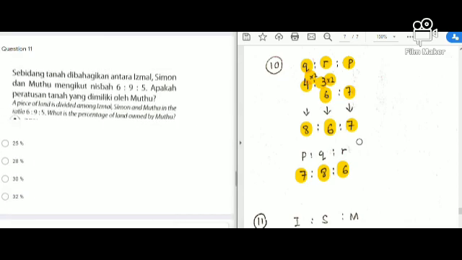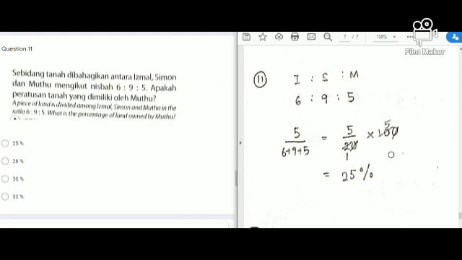Next question, question number 11. A piece of land is divided among Ismail, so I will represent Ismail with letter I, Simon, S, and Mutu, M, in the ratio 6:9:5, so you write 6:9:5. What is the percentage?